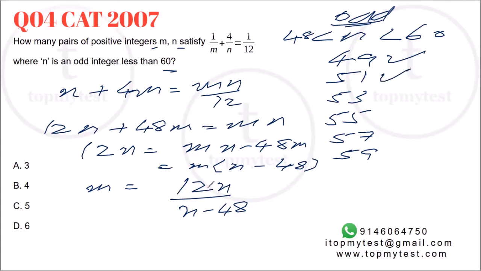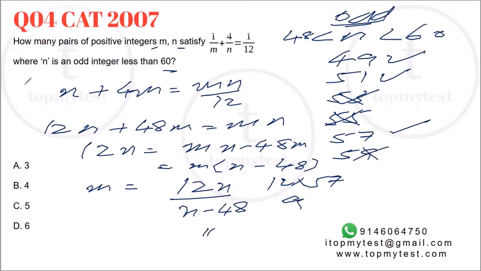If you put 53, it will be 12 into 53 divided by 5. No factor of 5 in the numerator, so out. 55 also, denominator will be 7. No factor of 7 in the numerator. If you put 57, denominator will be 9. Numerator will be 12 into 57. This has a multiple of 3, this has a multiple of 3, so the product will be a multiple of 9, satisfies. And if you put 59, denominator will become 11, right? But there is no factor of 11 in the numerator, so this is out.